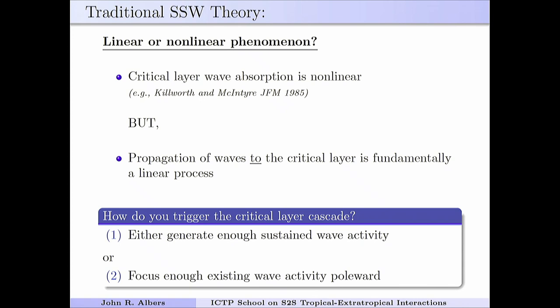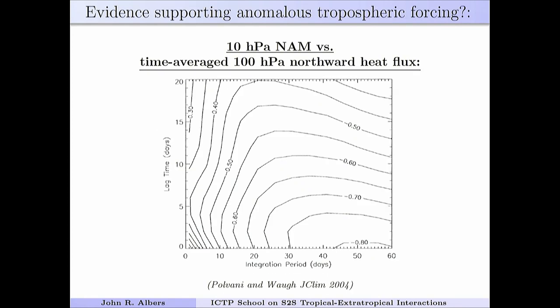So then, as I mentioned, how do we trigger this critical layer cascade? The two questions are generating enough activity or focusing it, this is the preconditioning idea. Evidence that supports this anomalous wave forcing type of idea, this paper by Lorenzo Pavani and Darryn Waugh in 2004 gets cited a lot. You can stare at this plot if you like in your free time, but I can just tell you what the message is here.